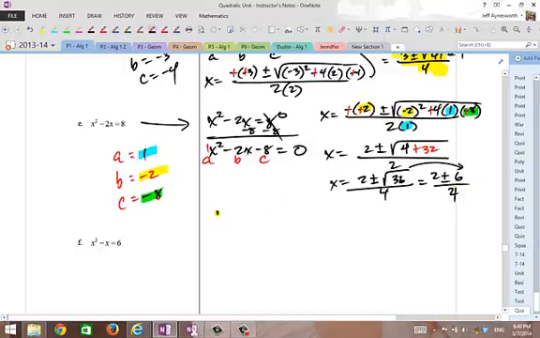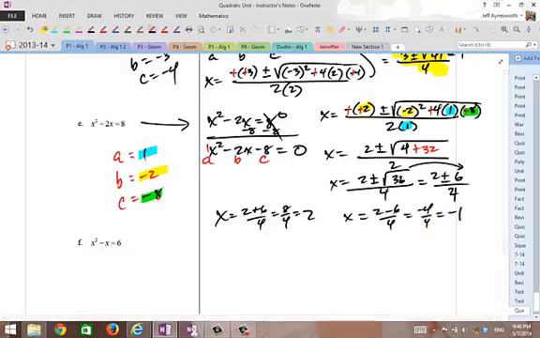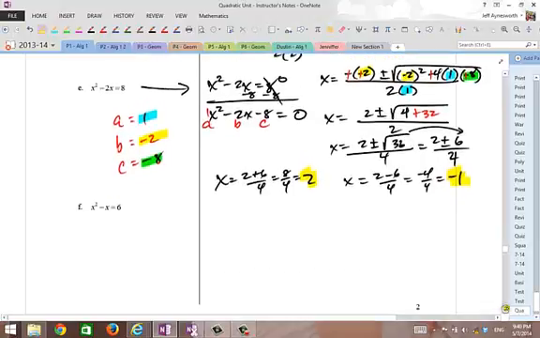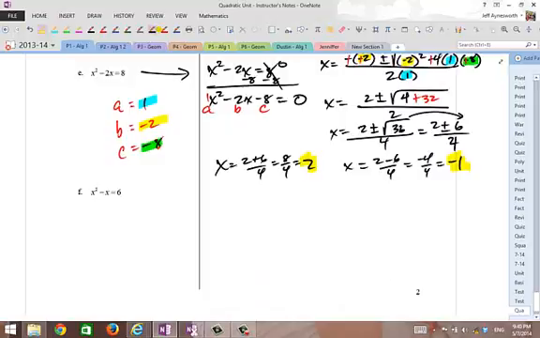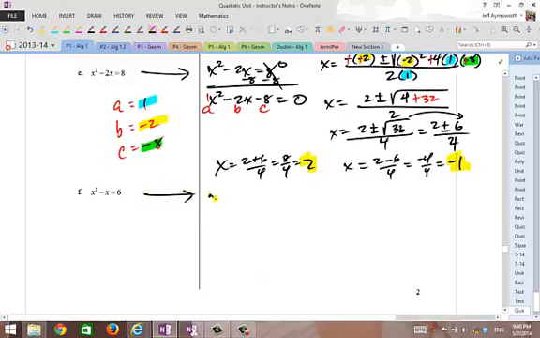So what are my two solutions? First one, we add 2 plus 6 divided by 4, and that's 8 divided by 4, and that's 2. Second solution is when we subtract. X equals 2 minus 6 divided by 4. That's negative 4 divided by 4, and that's negative 1. So my two solutions are 2 and negative 1. All right, quadratics have two solutions possible. Not always two solutions, either 2, 1, or 0, but in this case they have 2. All right, pause the video and try the next one.